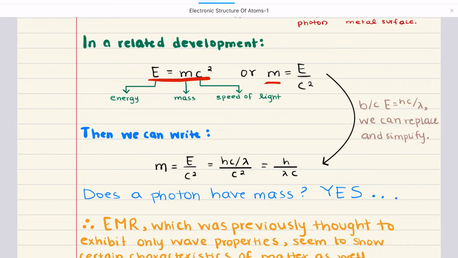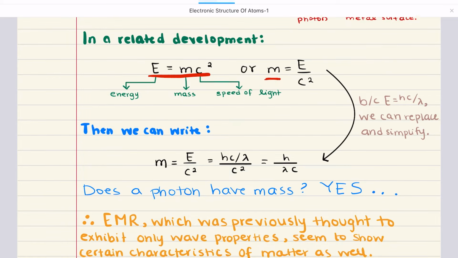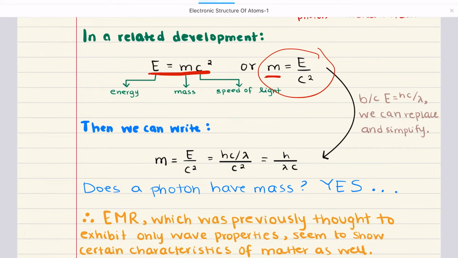So for instance, the mass of a photon can be calculated using its energy expression, which is dependent on wavelength. Now, the main point here is, and be very careful, photons have no rest mass, but they do exhibit mass in a relativistic sense. And because we know E equals Planck's constant times speed of light over wavelength, we can replace E with that expression and again see that there's a relationship between mass and wavelength. And again, does a photon have mass? It doesn't have rest mass, but it has relativistic mass.